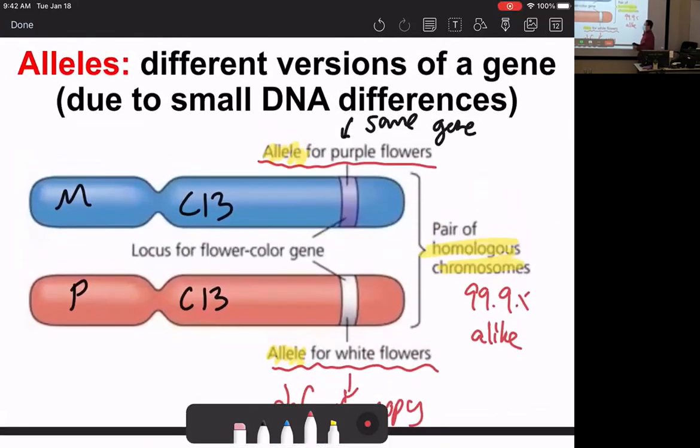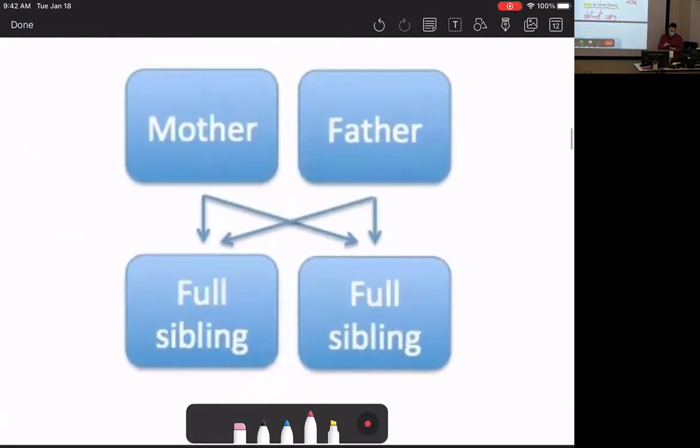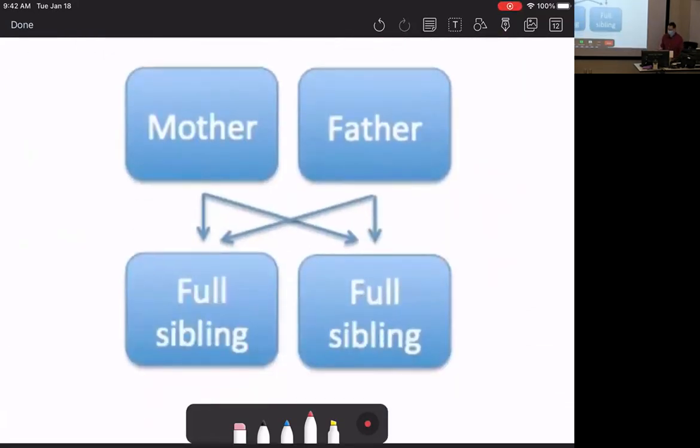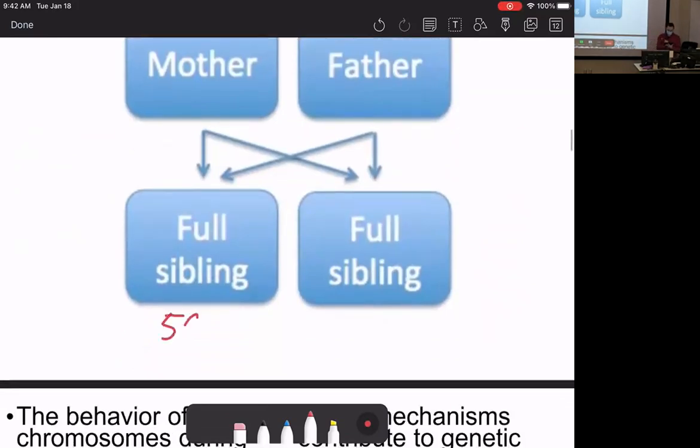So this variation, differences in genes, this is the first set of variation that we are deciding between offspring in this case. And again, this is just a nice little visual showing that each full sibling, although they are quite alike, that mix was still different from each parent. You are about 50% alike to a full sibling.